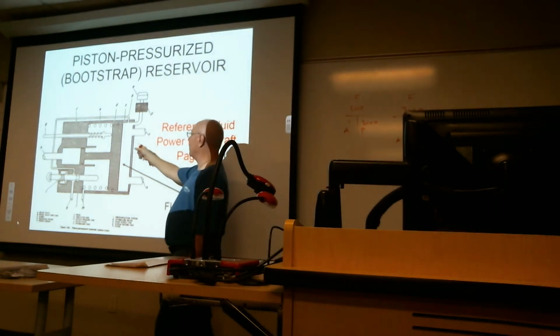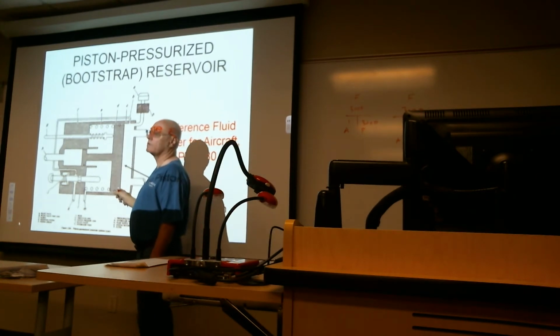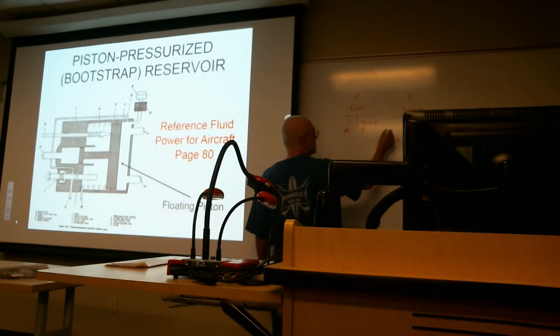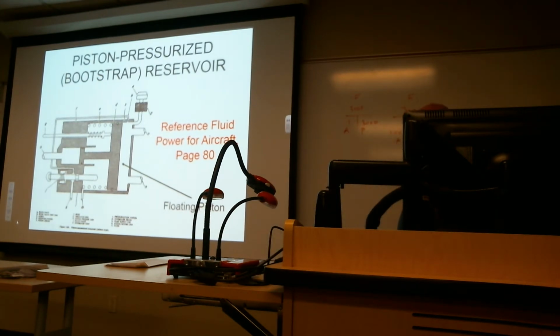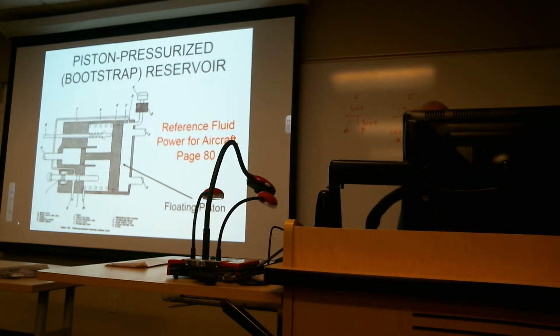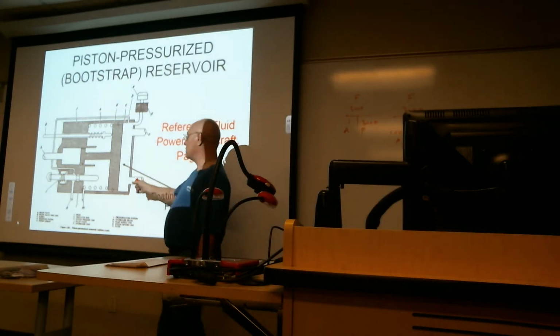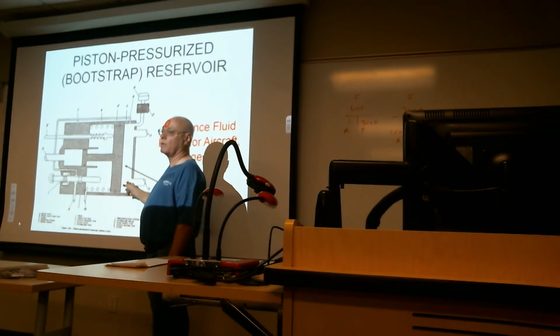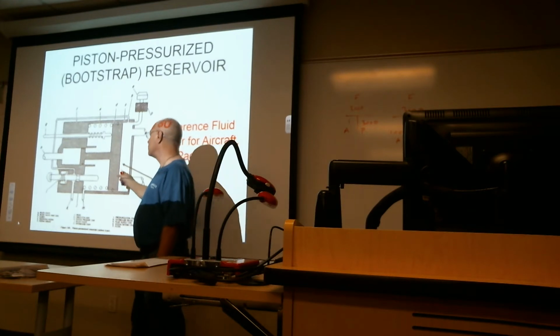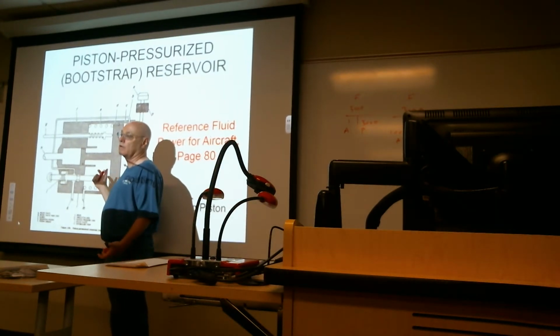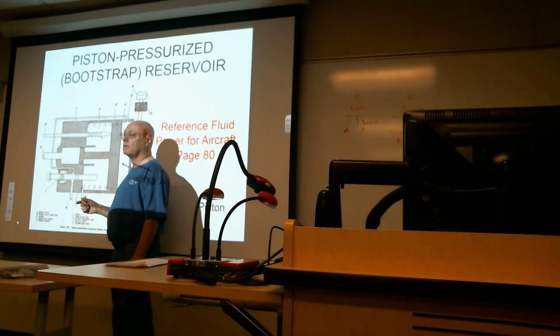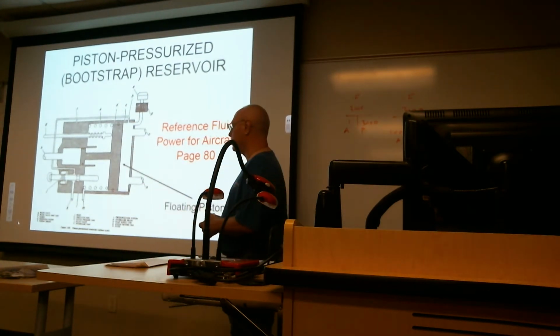Let's say the surface area of this thing is 100 square inches. How much is 3,000 divided by 100? 30. So the amount of pressure that the fluid sees going to the pump is about 30 psi. It's always a ratio of the sizes of the pistons that determines how much pressure is going to be applied to the inlet of the pump. So again, kind of an interesting thing.